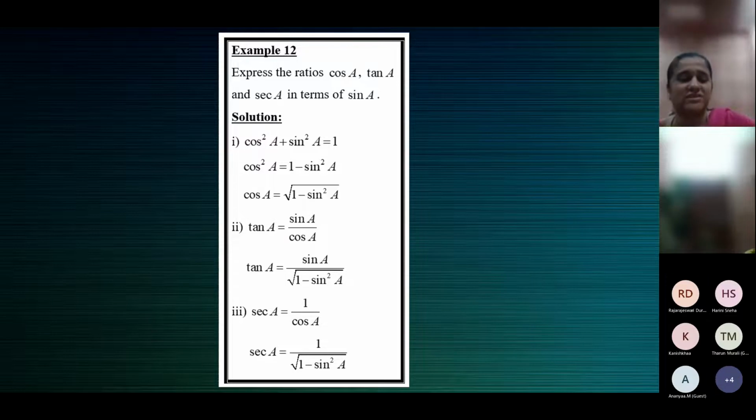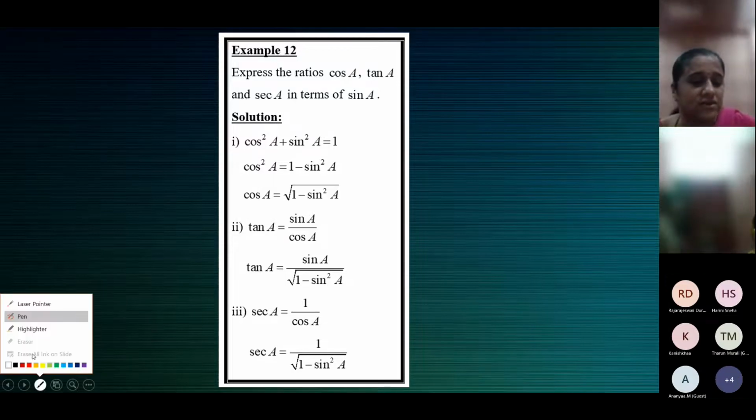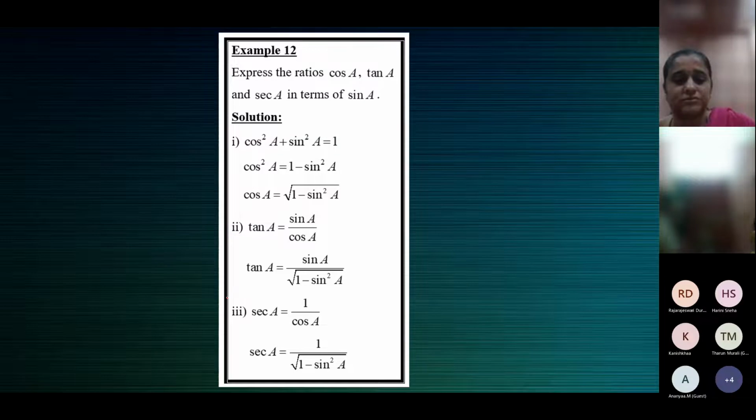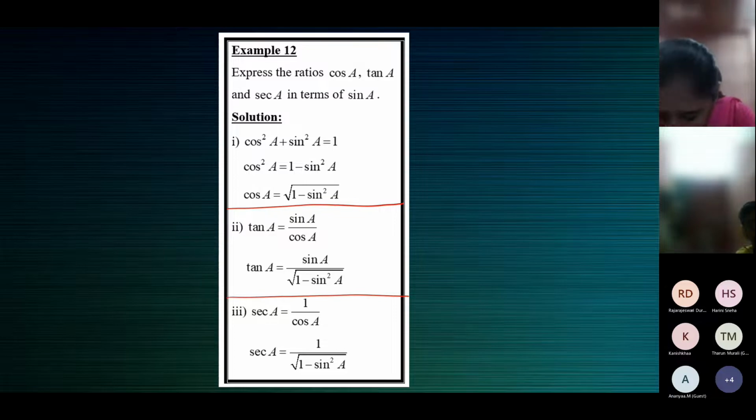Okay, so I presented in a different way. The understanding is the same. Yeah, please go through the slide, understand, and then take down. For the last one, my presentation is different, but the same idea.